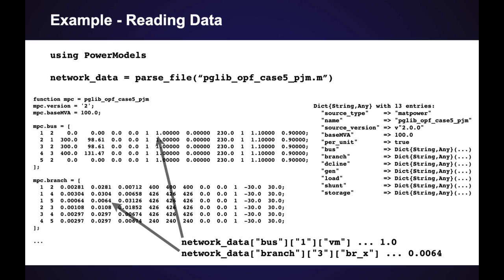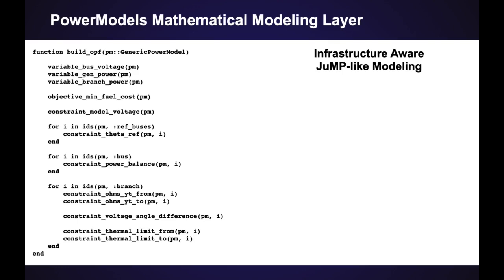So on, the similar is true for branch 3, BRX, and then you get this value 6004. So we start with this data as dictionaries, and that's one of the core pieces of all these infrastructure modeling packages. Now, I mentioned under the hood, there's a JuMP-like modeling layer for infrastructure modeling. And so this is what it looks like.